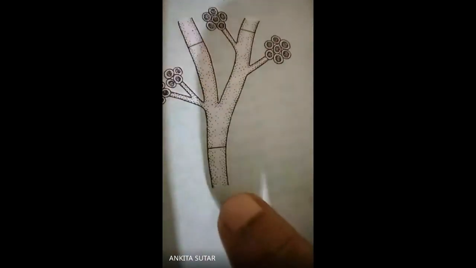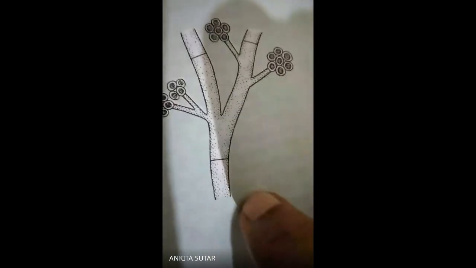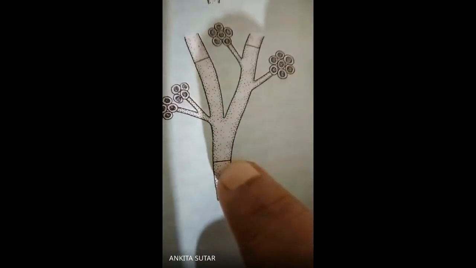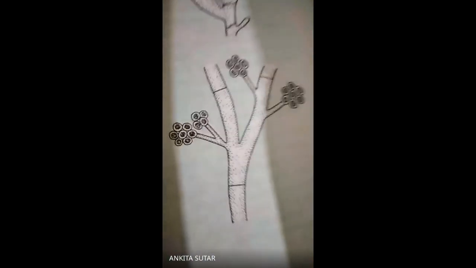That's why we can call it septate hyphae. And if the line is absent, then we can call it aseptate. Okay. And in some cases we can also say that the fungus is coenocytic. Okay, coenocytic, or it may be uni- or binucleated. That means it may contain only a single nucleus, or it may contain two nuclei.